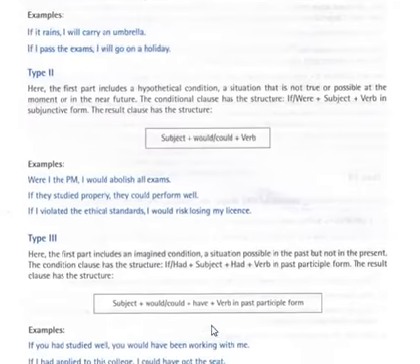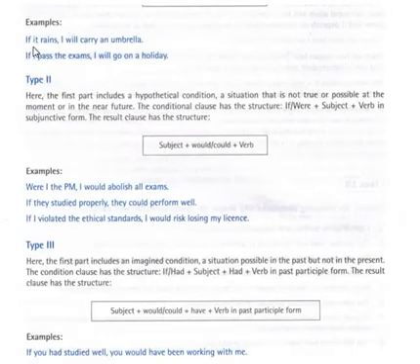Now let's write this sentence in three types. The first sentence: if it rains, I will carry an umbrella. If it rains, we are talking about a present situation which is likely to take place. Suppose I wanted to write this in the second type, how am I going to write? If it rained, I would carry an umbrella. Coming to type 3, how are the changes? If it had rained, that is past participle form, I would have carried an umbrella. I plus would plus have plus V3 form.